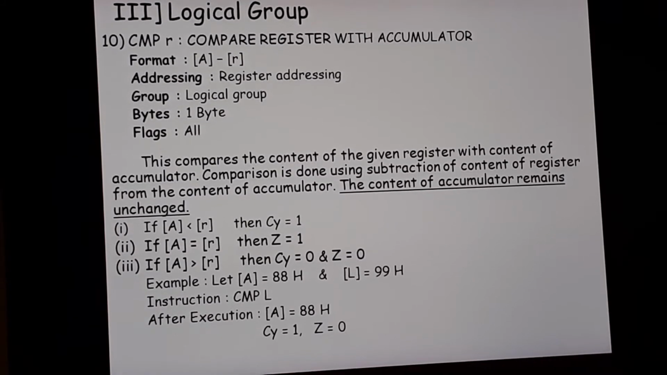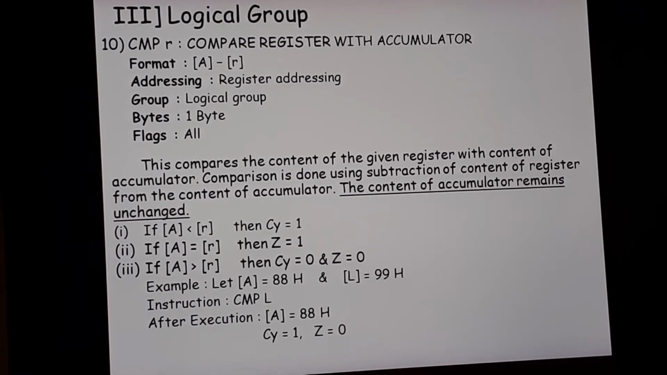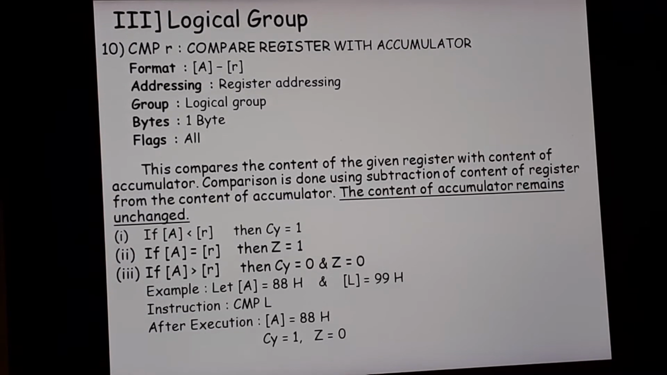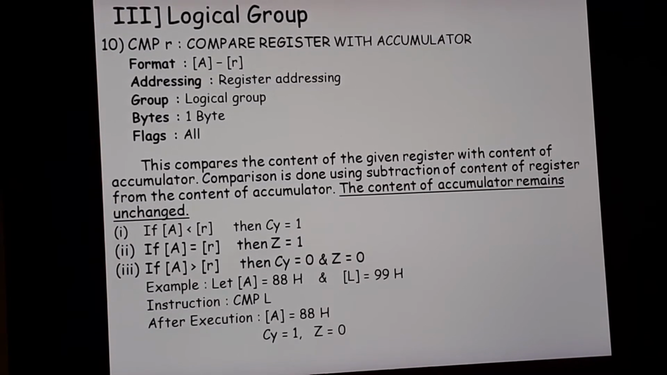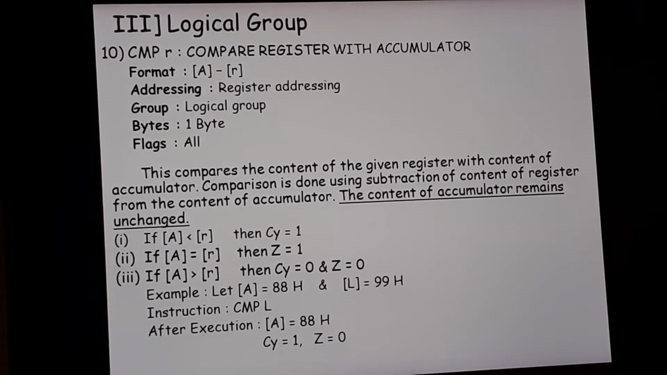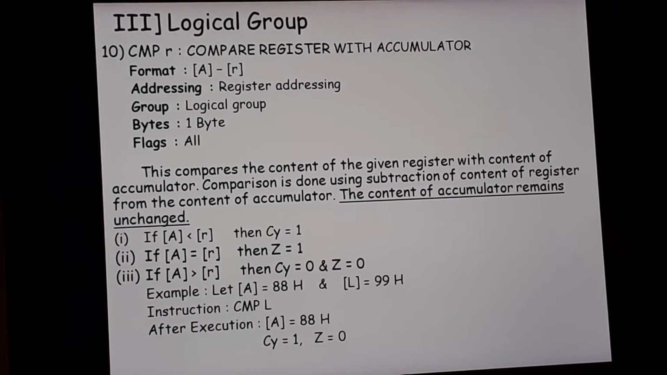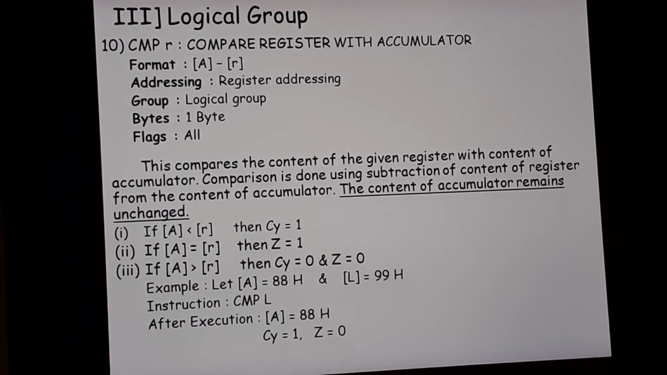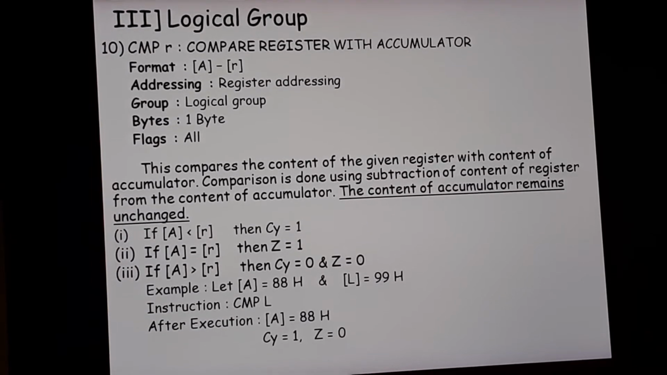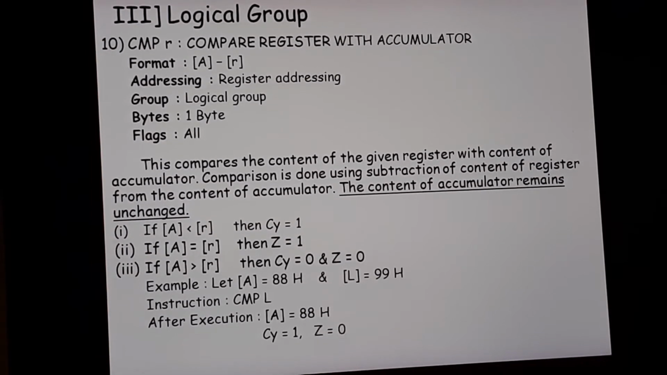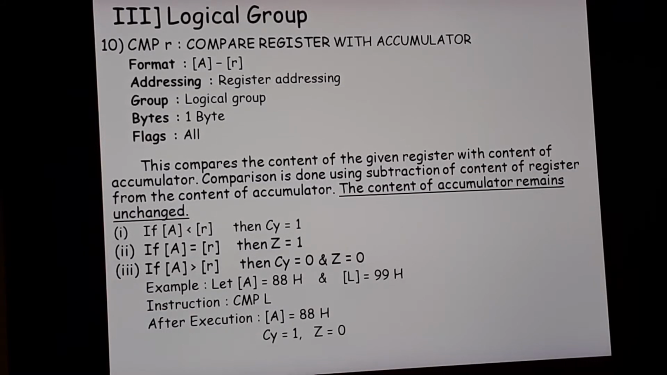Okay, so the rules are: number 1, if the accumulator content is less than the register content, then carry flag is equal to 1. Second rule, if the accumulator content is equal to the register content, then the zero flag is equal to 1. Third rule, if the accumulator content is greater than the register content, then both flags, that is CY and Z, are equal to 0. Okay, now see your example.